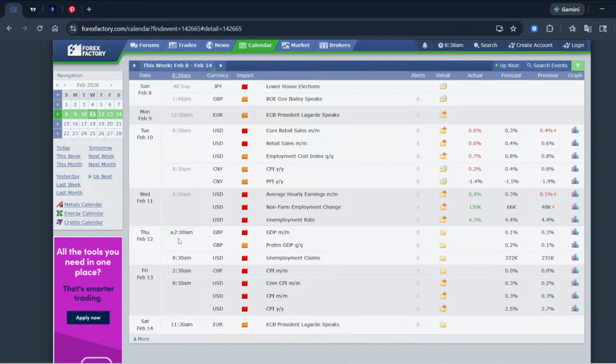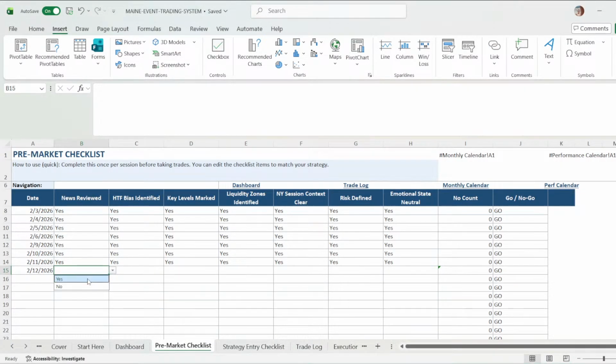Today's Thursday the 12th. At 2 a.m. we had some GBP red folder news, and today we had some unemployment claims news at 8:30. So no other news or manipulation for today, so we can go ahead and mark that as a yes.